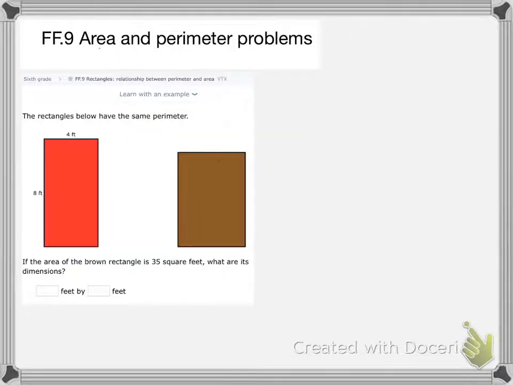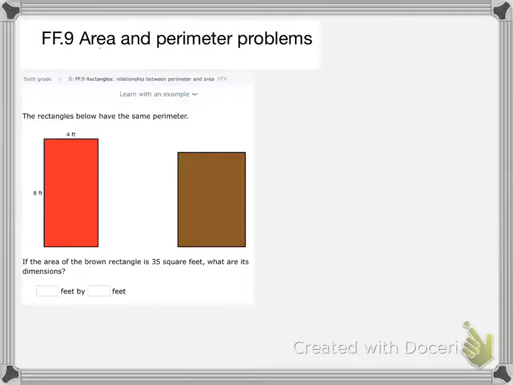All right, that was the only question we're going to go through for FF5. Most of them are straightforward with squares and rectangles, but I did want to review the parallelogram with you. So let's move on to FF9, area and perimeter problems. For all of these, you're going to be given two shapes that have either the same area or the same perimeter, and then you're going to be asked to find the perimeter or area or the dimensions of one of the figures. So let's take a look.